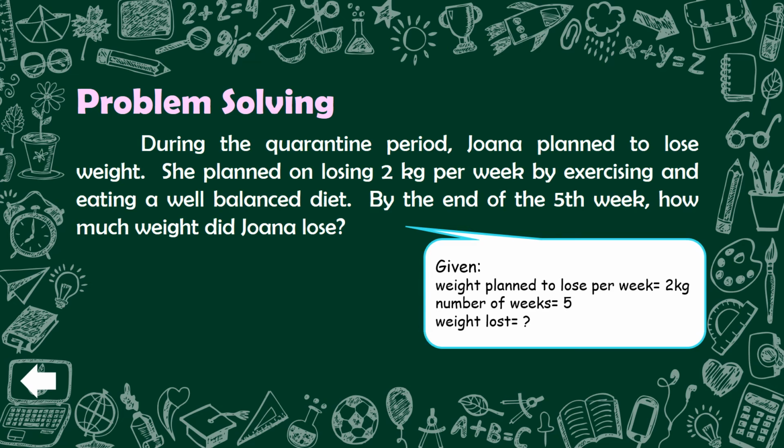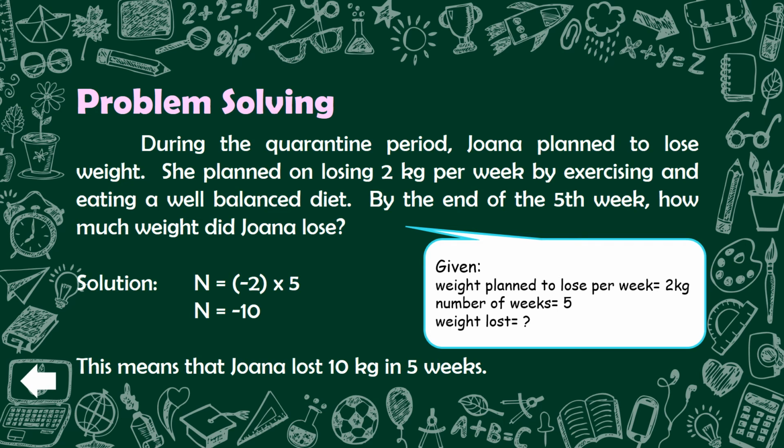Now let us solve how much weight did Joanna lose. Solution. So n is equal to negative 2 times positive 5. So negative 2 kasi ito yung gusto niyang ibawas. So magbabawas siya na negative 2 or 2 kilograms in 5 weeks. So we will now have 5 times 2 is 10, and since they are different in sign, we will have negative 10. So this means that Joanna lost 10 kilograms in 5 weeks.